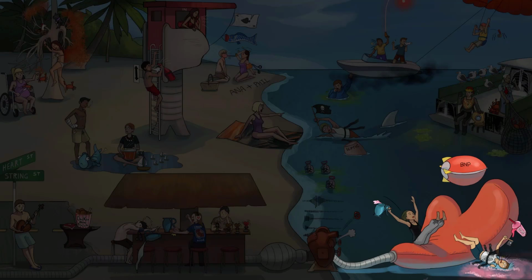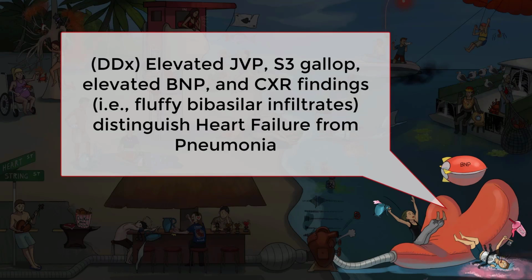Next up, make sure those lung findings are actually coming from the lungs. Cardiogenic pulmonary edema, from chronic or more commonly acute decompensated heart failure, can often mimic pneumonia in its presentation. Fortunately, there are a bunch of things to look for that can help you distinguish heart failure from pneumonia. Some of the most specific ones include an elevated JVP, S3 gallop, high serum BNP, and the characteristic fluffy bibasilar infiltrates seen on chest X-ray.